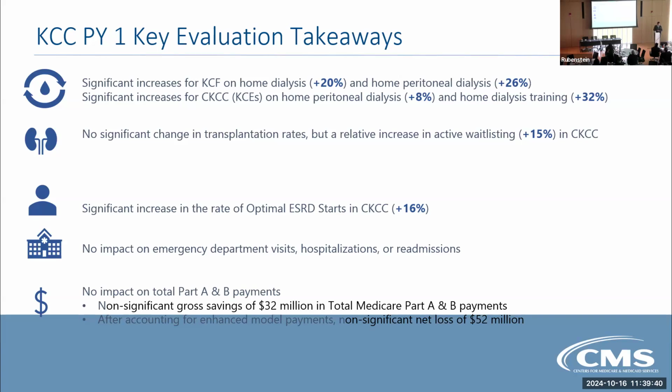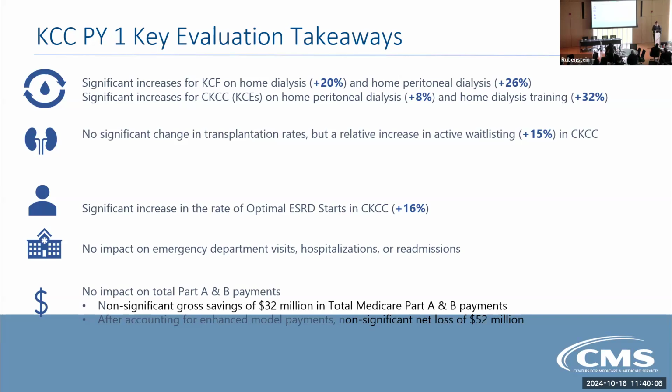The one that's probably the single biggest result is a statistically significant increase in optimal ESRD starts, meaning patients who start outpatient in a dialysis facility with a fistula or with home dialysis. It basically implies that they've had a planned start, not in the emergency department, and have gotten that necessary pre-ESRD care to really get a good start there.